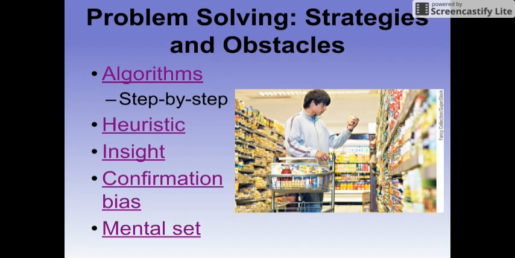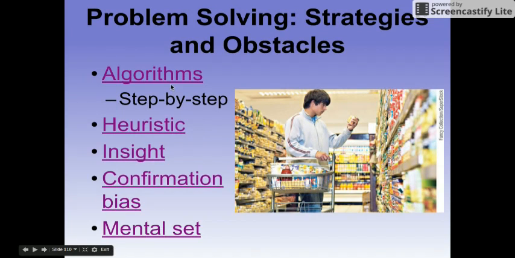Okay, so what you have here are problem solving strategies and obstacles. And I love this boy, how he's out shopping. I don't know, I've never seen a boy this age out shopping in the grocery store, but that's very good. He's reading his labels, which is excellent.